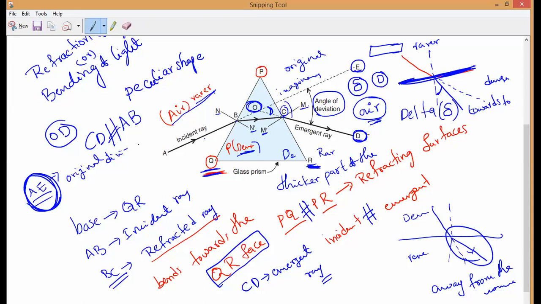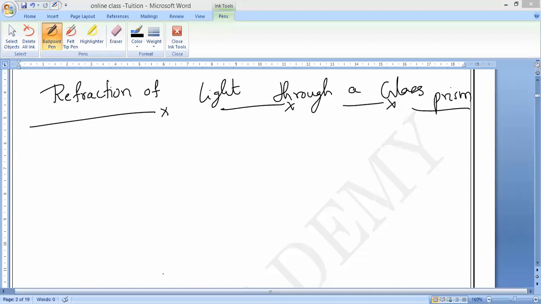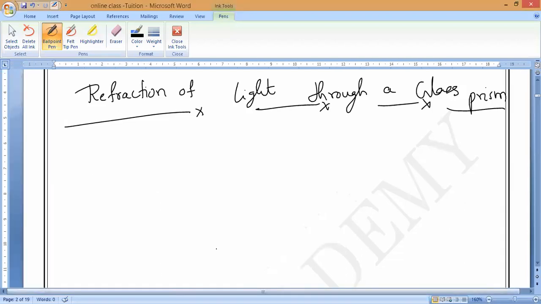So this triangular shape we can also call the peculiar shape. Remember, peculiar shape. Now, please take a screenshot and keep it if you want, or you can write it down. One of the main important things, there are 2 points you can note down. The first point is: the emergent ray always bends towards the bottom surface of the prism. You should write that.